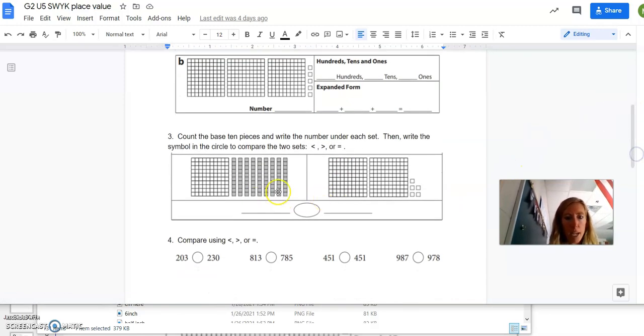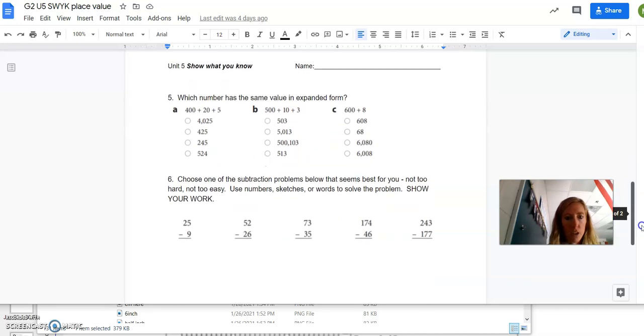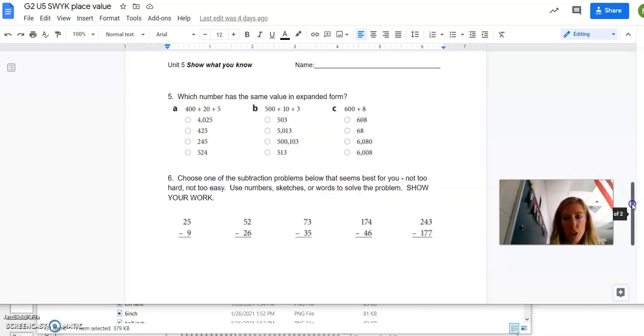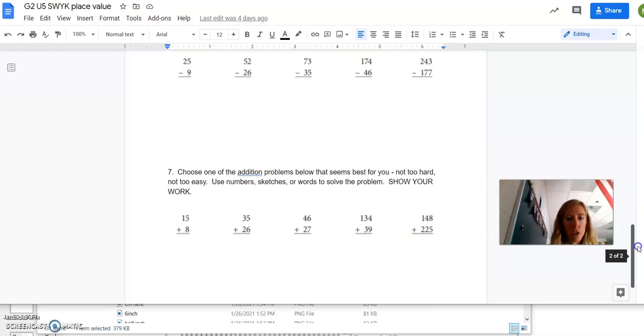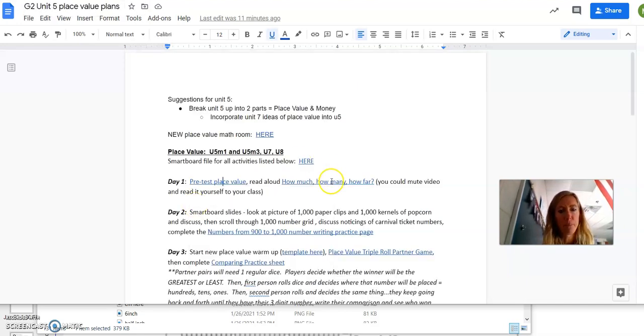And then we have comparing with pictures and then comparing without the pictures. And then scroll further, we have expanded form, multiple choice, and then addition or subtraction, and they get to pick one of them to show you. See what they know with addition and subtraction up to 1,000. Now they are going to work on addition and subtraction up to 1,000 over and over and over again in 3rd grade also. So yeah, keep that in mind.